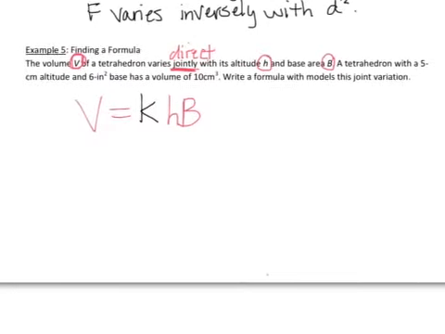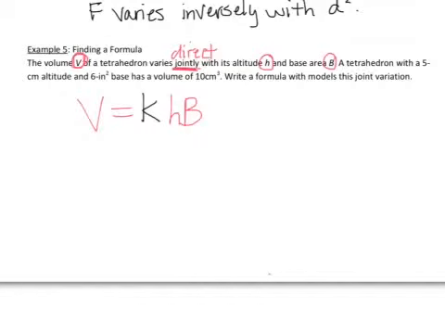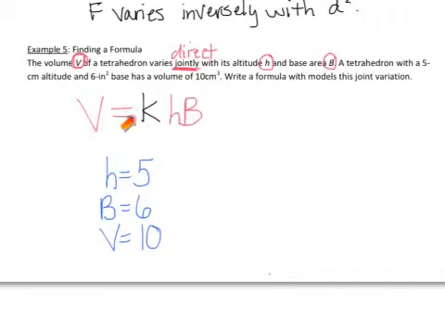All right? Now it says there's a tetrahedron with a 5 centimeter altitude. So what can we plug 5 in for? H. So H equals 5. 6-inch base, so 6 is B, and a volume of 10 centimeters. And we have to write a formula that models this joint variation. We have our formula, except that we need to figure out what the constant is. We need to replace that K. So we have to plug everything in and solve for K.